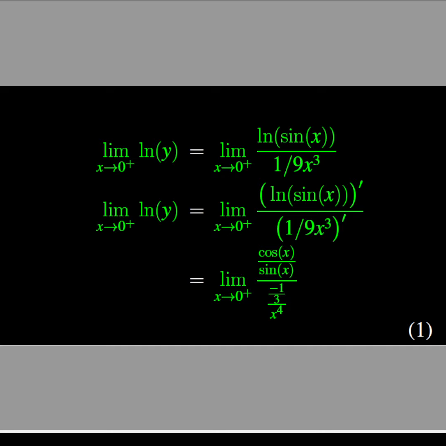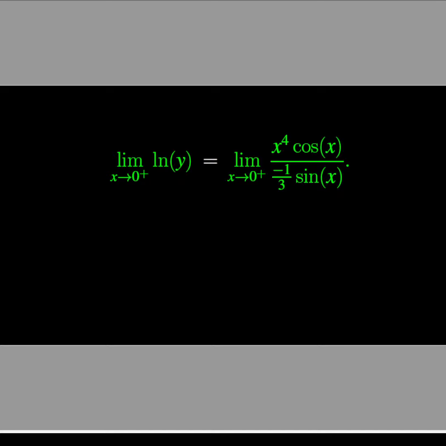We simplify the quotient for logarithm of y, with numerator x to the power 4 times cosine of x, and denominator minus 1 over 3 times sine of x, and take their limit as x goes to 0 plus. We see that both limits are still 0. Consequently, we still have to repeat the process one more time.